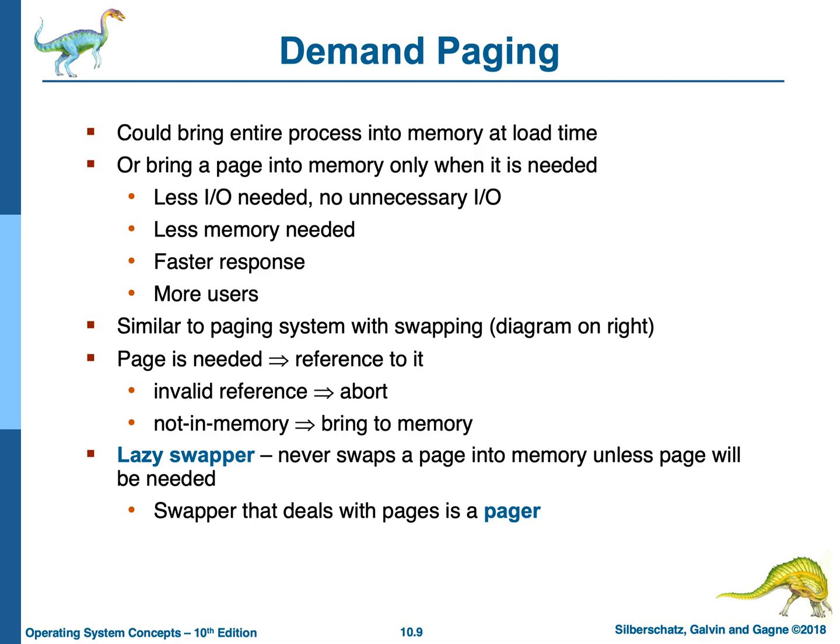We don't bring the extra pages, all the unusual error codes or very rarely used routines, into memory. We only bring the required or needed pages into memory, and if a page is not needed, we don't bring it. Now how is this managed? Similar to a paging system with swapping, the pages are swapped into memory and swapped out of memory.